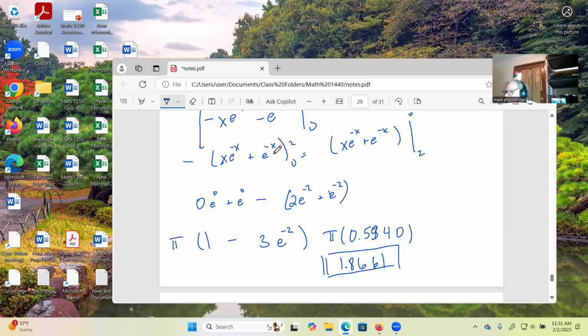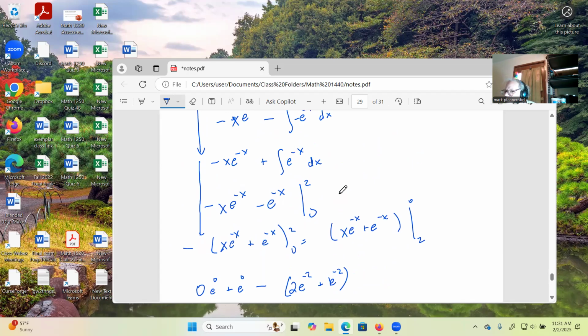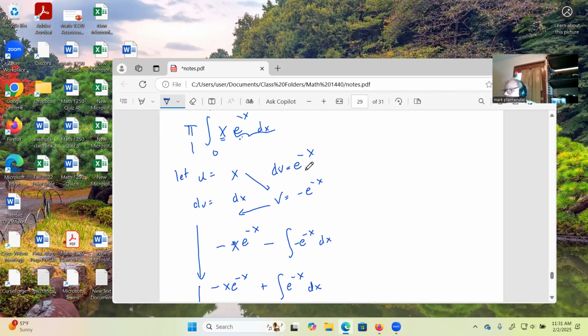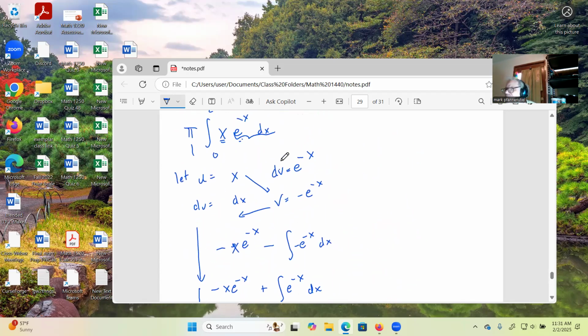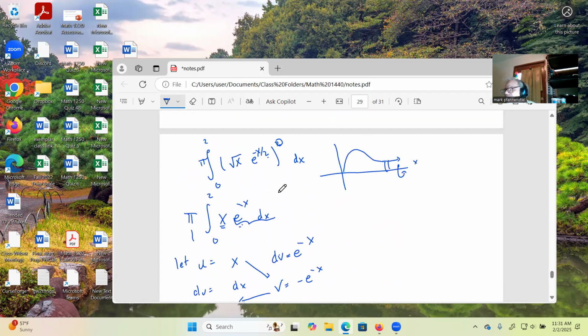Again, I'm asking two or three things at one time. One of those things is, do you remember your rules of exponents? And then, of course, can you apply integration by parts when you are in a situation where it isn't explicitly told that you have to do integration by parts? Can you recognize when you have to use it?